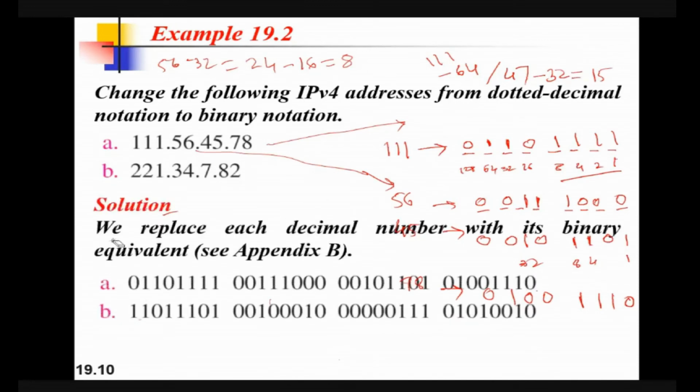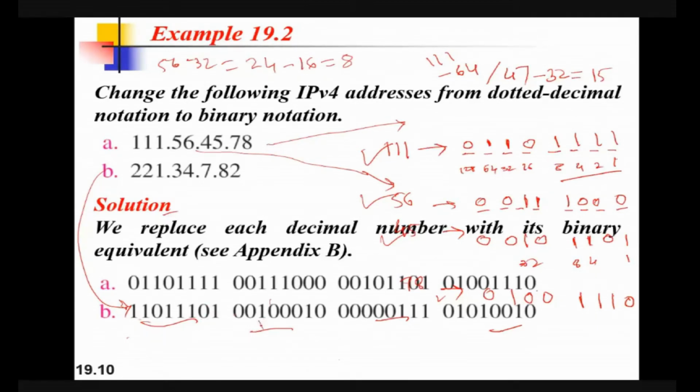Okay, so this is the answer for the first: 0, 1, 1, 0, 1, 1, 1, 1. So this we have represented correctly. 0, 0, 1, 1, 1, 0, 0, 0. This is also correct, and this is also correct. And for this number, this is the conversion. You can try on your own to find this answer. Whichever method you find suitable, traditional method or direct method, you can use that method to convert this number. The only thing to remember is to represent each binary number using 8 bits.